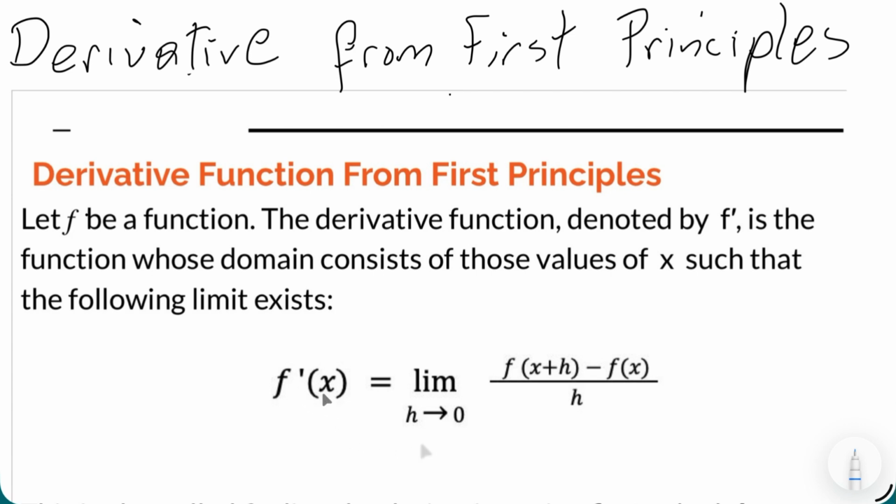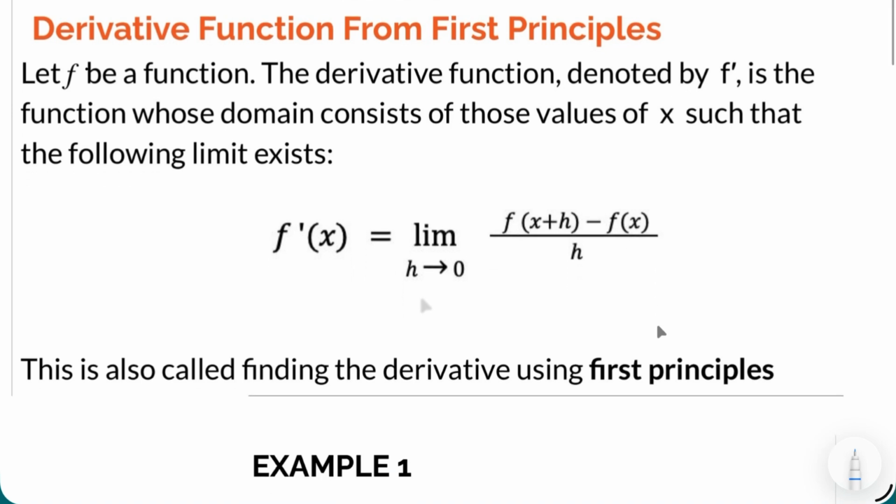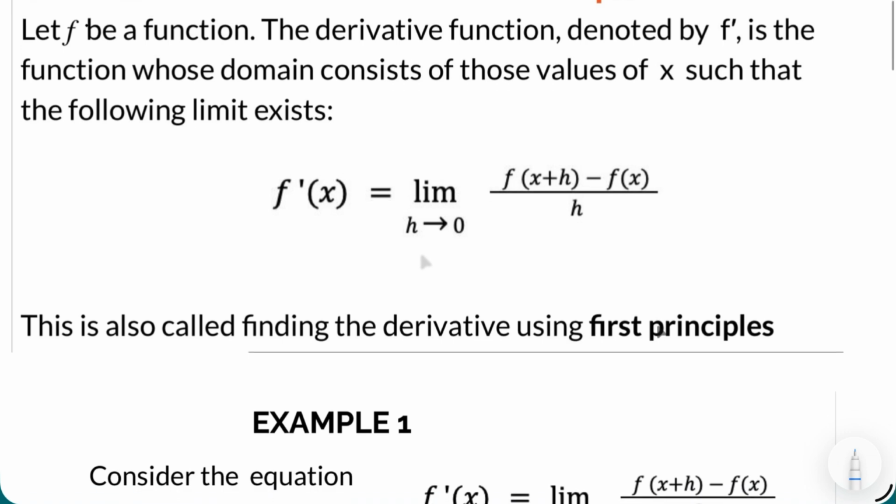f prime of x is equal to the limit as h approaches 0 of f of x plus h minus f of x, over h. This is also called finding the derivative using first principles. So this equation, f prime of x is equal to the limit as h approaches 0 of f of x plus h minus f of x all over h. Now let us look at some examples of how we can use this.